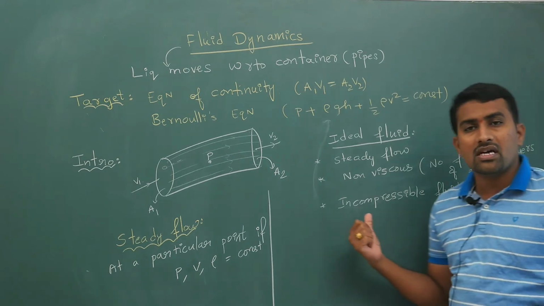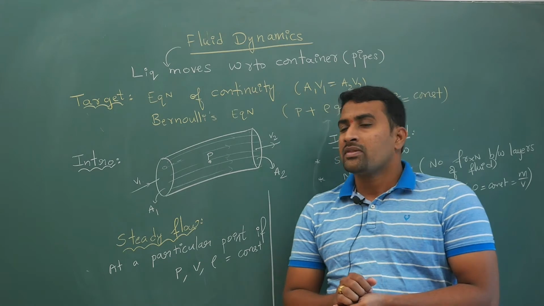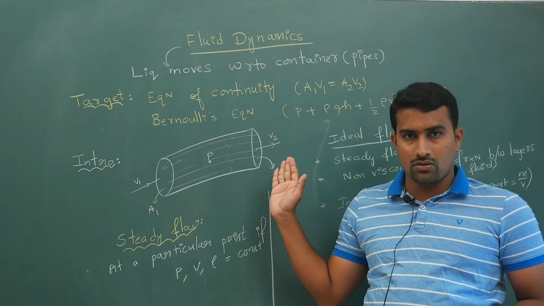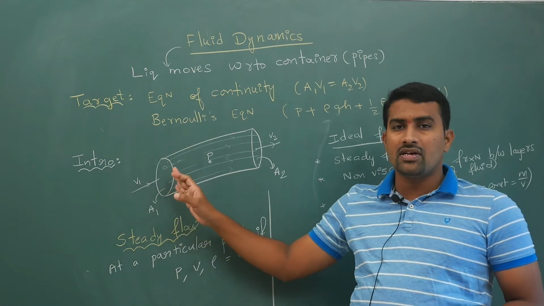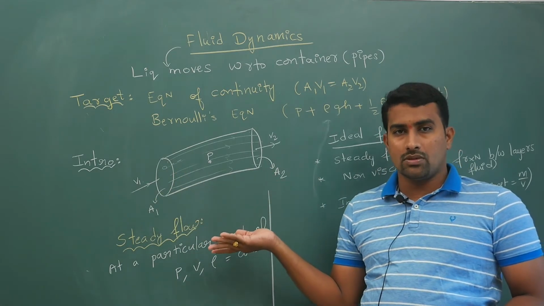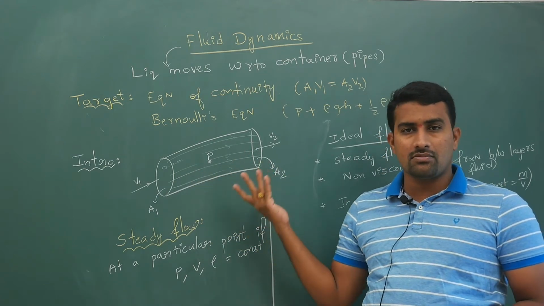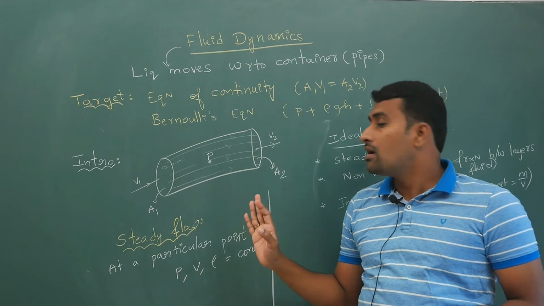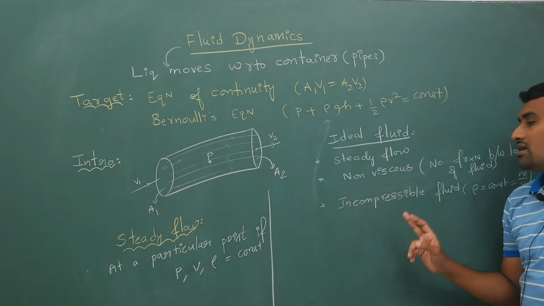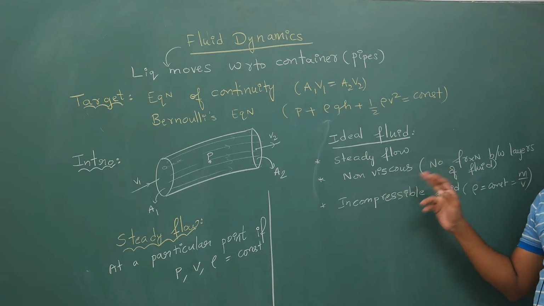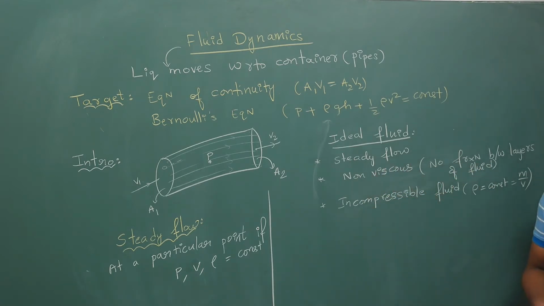Because of incompressibility, what will happen? If 1 liter of liquid enters the tube, 1 liter must come out. It's not like 1 liter enters and 800 ml comes out, then it is compressible, right? How much is entering, that much should leave. For that we have the equation of continuity, we will see in detail later, but understand that there is steady flow, and non-viscous means there is no friction between the layers of fluid.